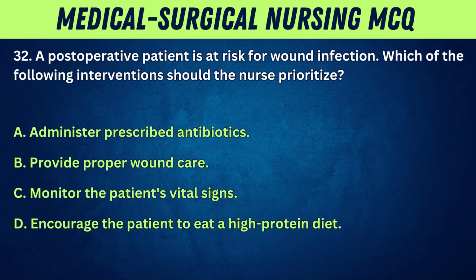32. A postoperative patient is at risk for wound infection. Which of the following interventions should the nurse prioritize? A. Administer prescribed antibiotics. B. Provide proper wound care. C. Monitor the patient's vital signs. D. Encourage the patient to eat a high-protein diet.